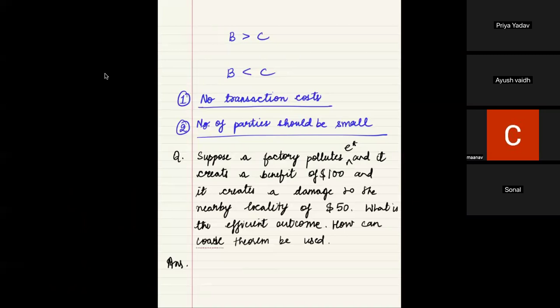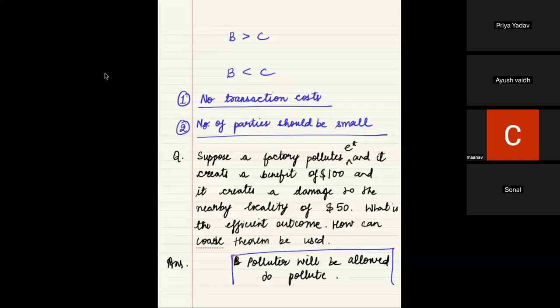Will there be pollution or no pollution? There will be pollution. Yes, so that means the polluter will be allowed to pollute. So now, doesn't it look bad to you that in an economy we are allowing the pollution? It looks bad. So that means the Coase theorem is taking things into account from the economics point of view. It is ignoring the environmental aspects of things, right? So that is a trouble if we ignore the environmental kind of things.